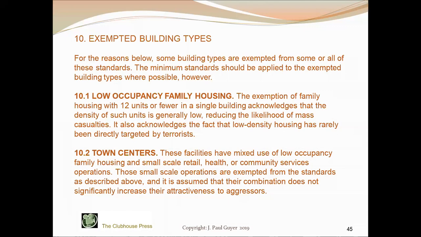First, low occupancy family housing, residential buildings. The exemption of family housing with 12 units or fewer in a single building acknowledges that the density of such units is generally low, reducing the likelihood of mass casualties. It also acknowledges the fact that low density housing has rarely been directly targeted by terrorists.